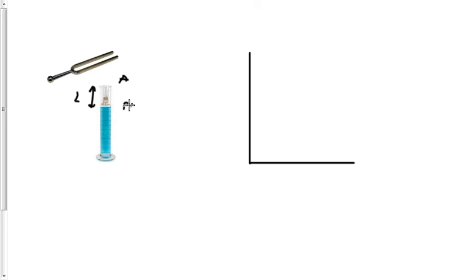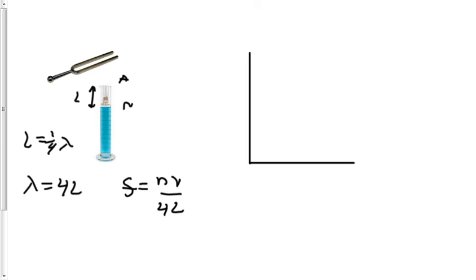Now, node to antinode is 1/4 of a wave. Okay, so inside the tube here, there's 1/4 of a wave. So L is equal to 1/4 lambda. And therefore, lambda is equal to 4 times L. So the equation here, frequency equals n times the velocity of sound divided by 4L, is what we derive for the harmonic pattern. And then n is equal to 1, 3, and 5, etc.